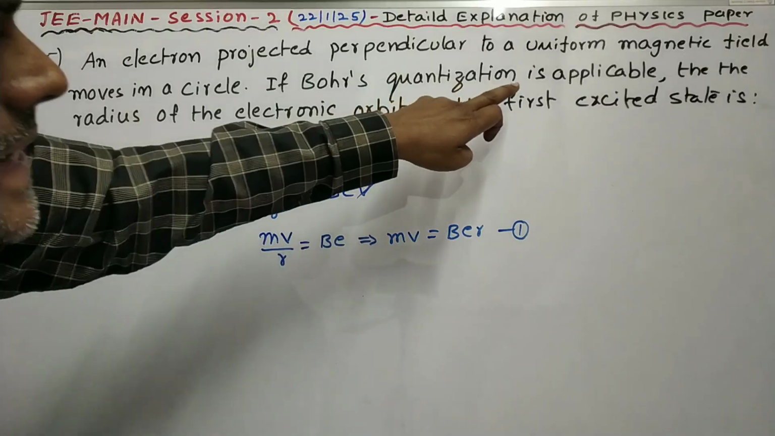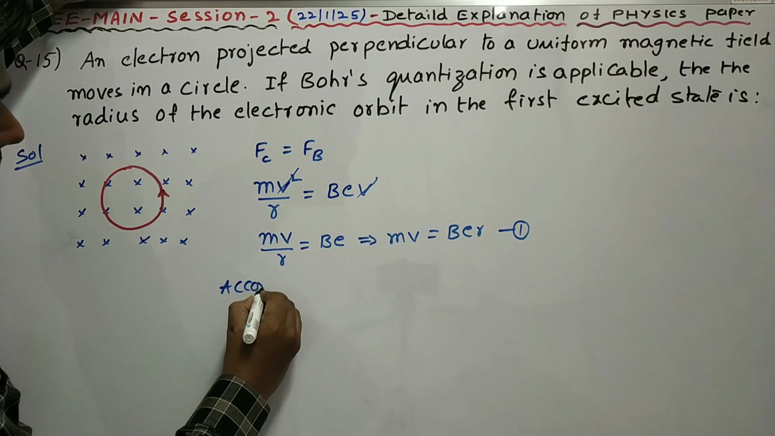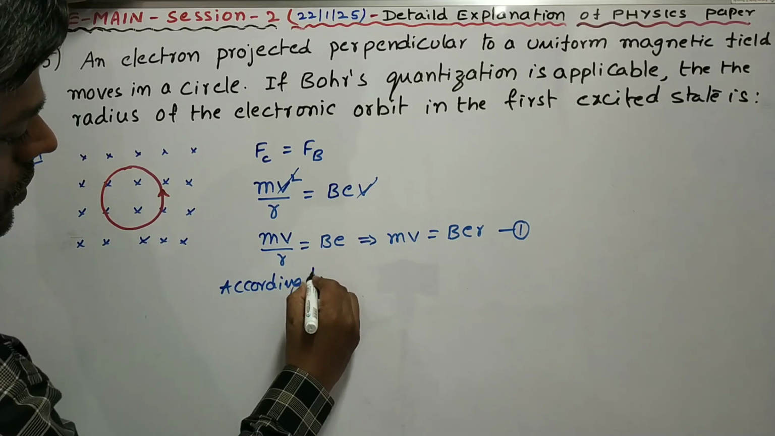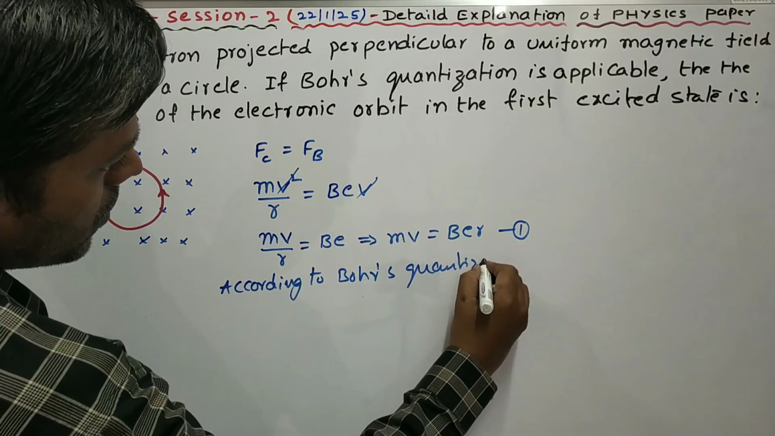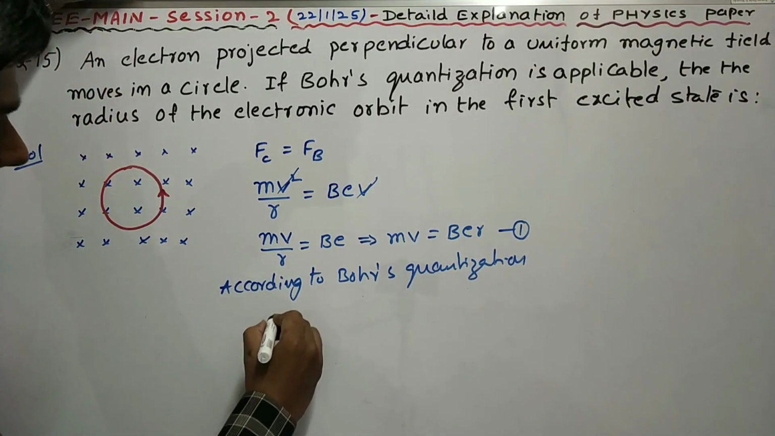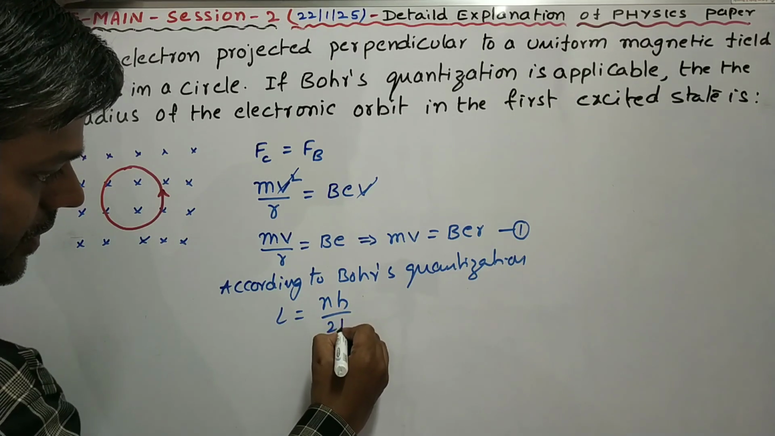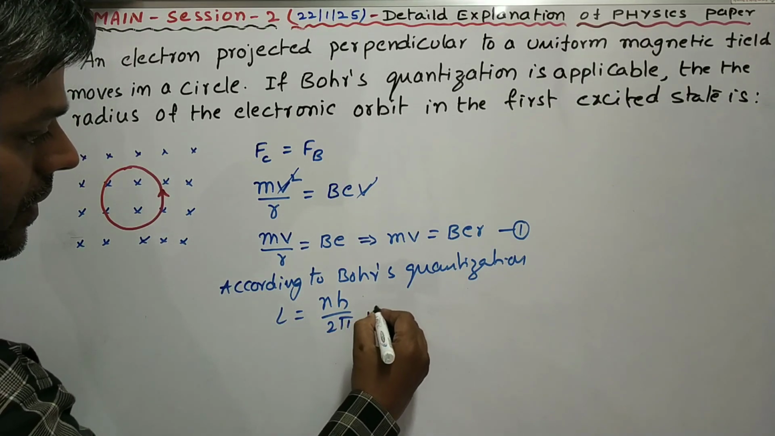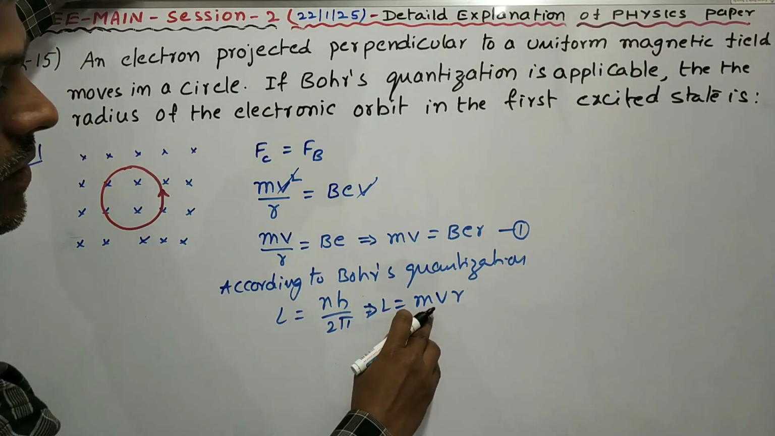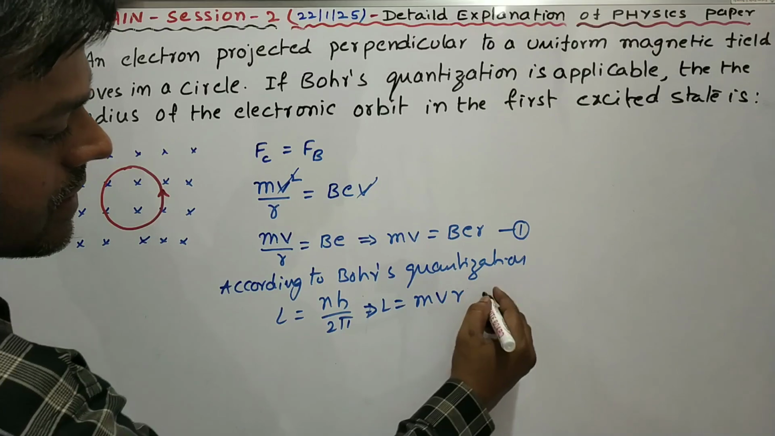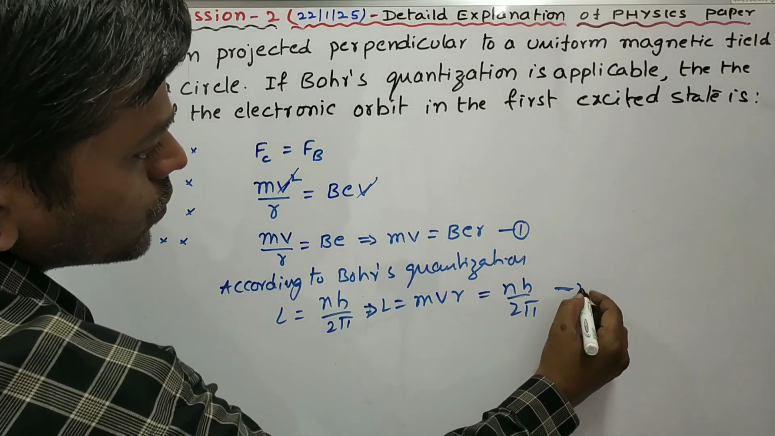If Bohr's quantization is applicable, according to Bohr's quantization principle, the angular momentum of a revolving electron is an integral multiple of h by 2 pi. Here L is equal to mvr, isn't it? Momentum into perpendicular distance is equal to nh by 2 pi. This is equation 2.